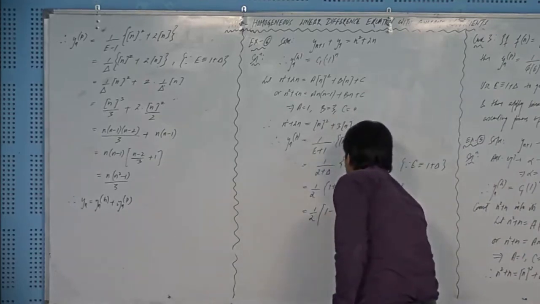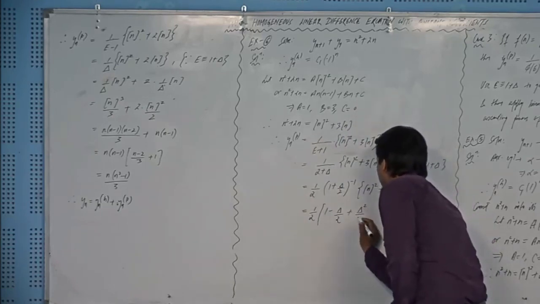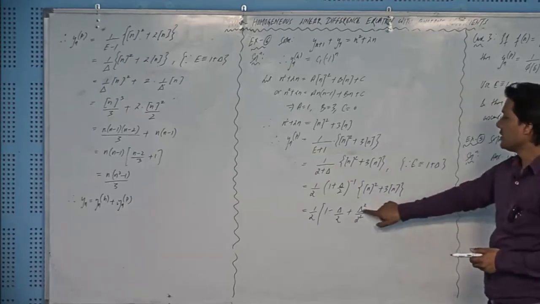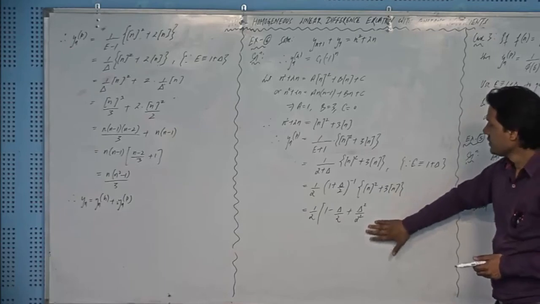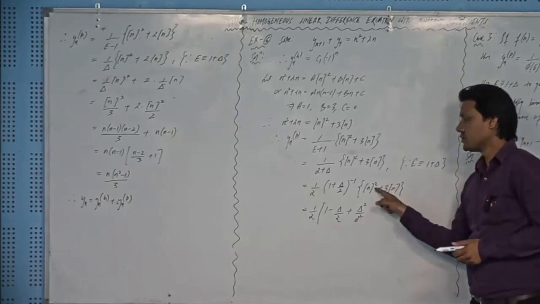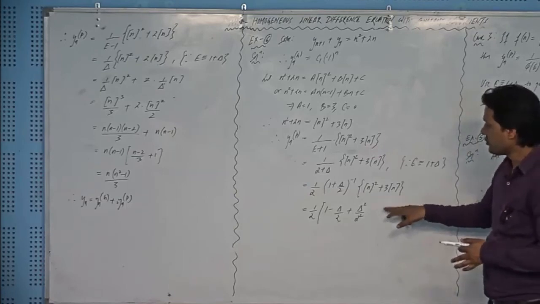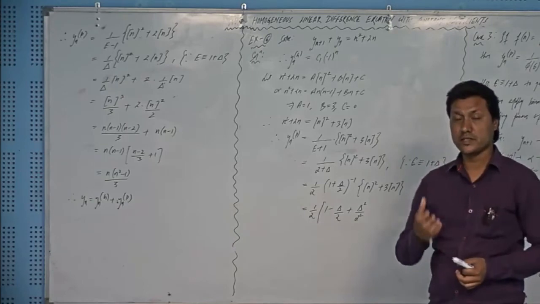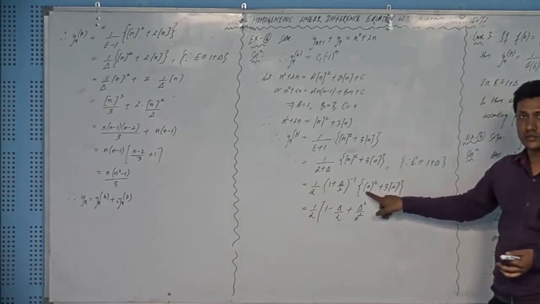But the question is, up to how many terms will you write this expansion? I will write only 3 terms. Why only 3 terms? See, the power of delta is square. Why did I stop this expansion here? Because the polynomial is of degree 2. If I write the next term also, that will be delta cube over 2 cube, and delta cube means you have to operate that delta cube on this factorial n square.